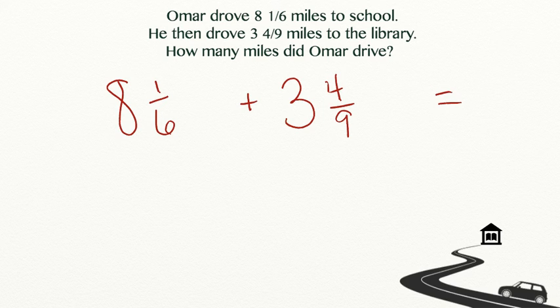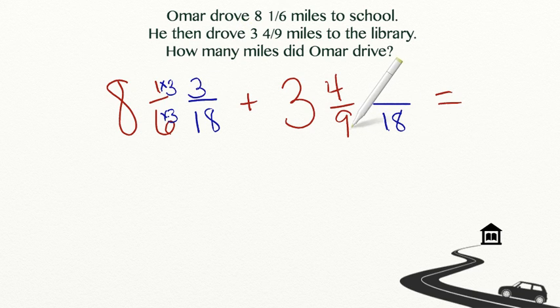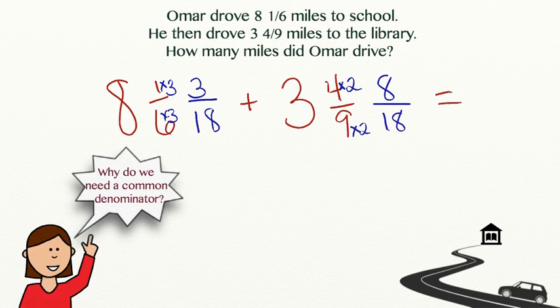All right, our first step is to find a common denominator. In order to do that, we need to find a number that 6 and 9 are both factors of. That's right, we can use 18. If we multiply 6 times 3, we get 18. That means we also have to multiply our numerator by 3. If we multiply 9 times 2, we get 18, which once again means we also have to multiply our numerator by 2. But wait! Why do we need a common denominator again?